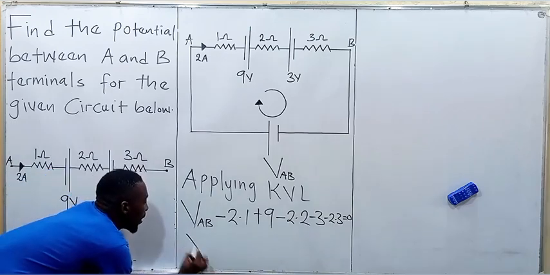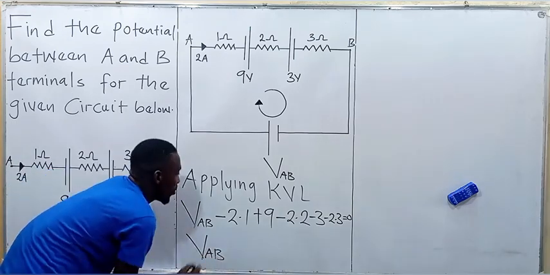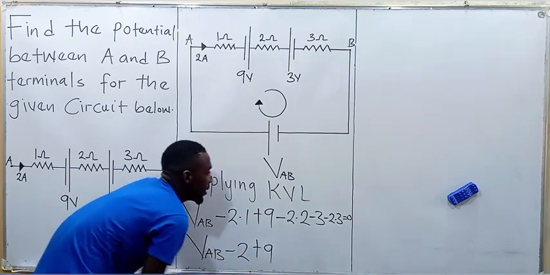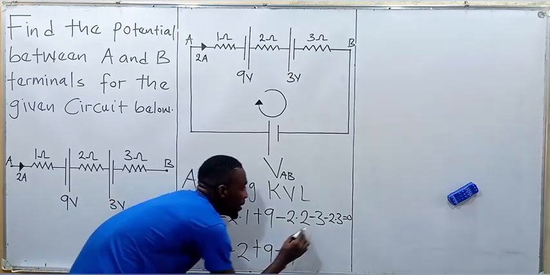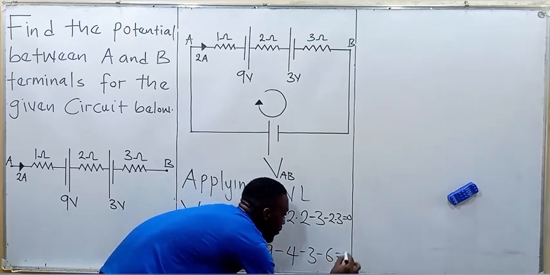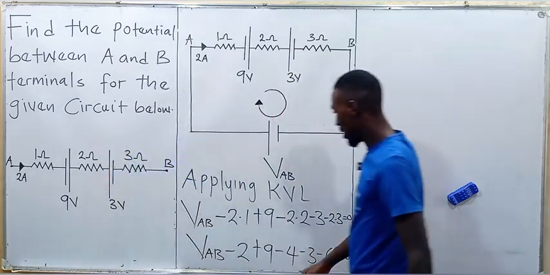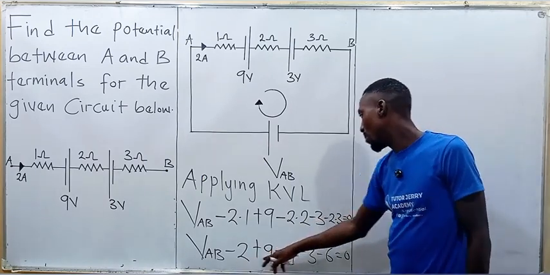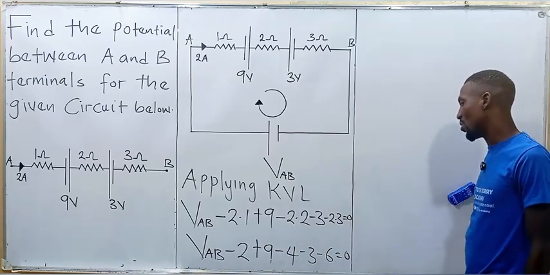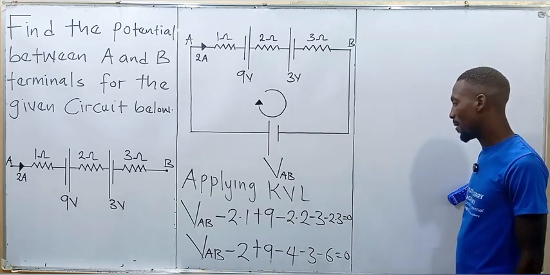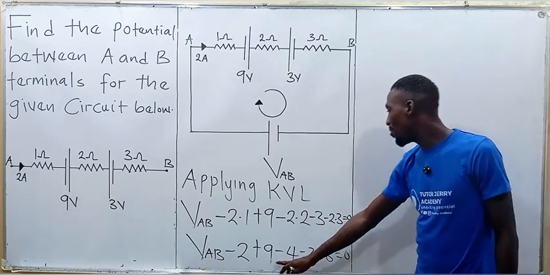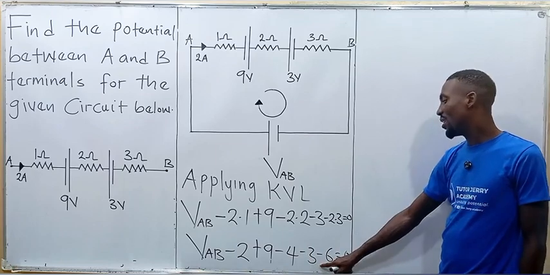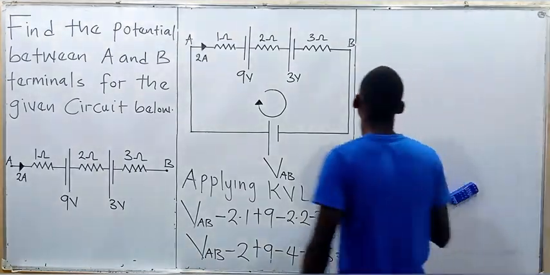So here we are going to have VAB. 2 times 1 is 2, so we are going to have minus 2 plus 9, then 2 times 2 is 4, then minus 3 minus 6 equals 0. If you look at this, we have minus 2 plus 9. Minus 2 plus 9 is going to give us 7, positive 7. And 7 minus 4 is going to give us 3. 3 minus 3 is going to be 0. So we'll be left with minus 6.